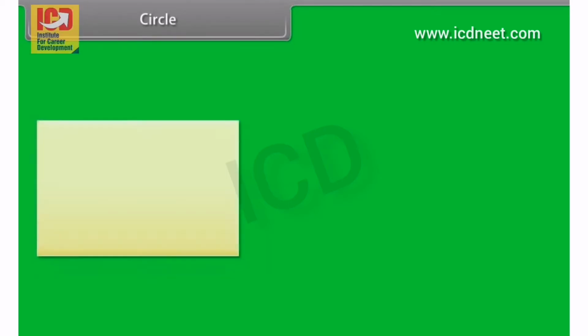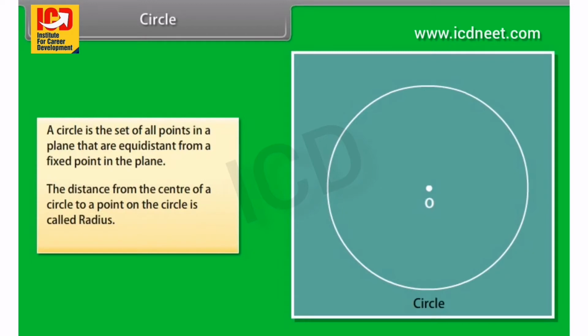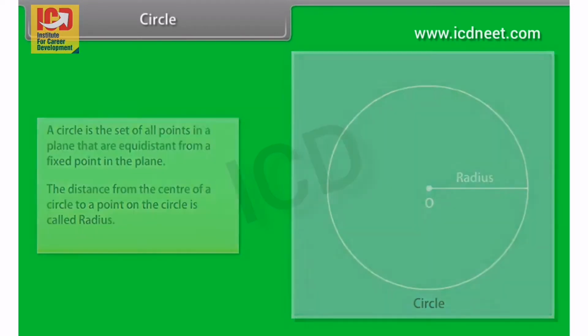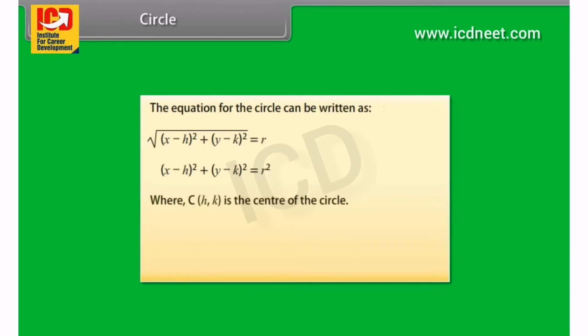Circle. A circle is the set of all points in a plane that are equidistant from a fixed point in the plane. The distance from the center of a circle to a point on the circle is called radius. The equation for the circle can be written as (x minus h) whole square plus (y minus k) whole square equals r square, where (h, k) is the center of the circle, r is the radius of the circle, and (x, y) is a point on the circle.